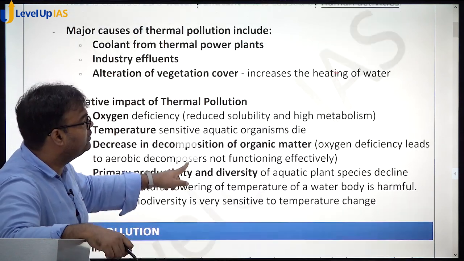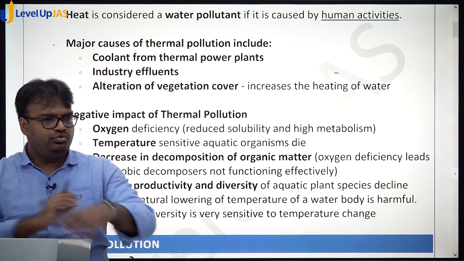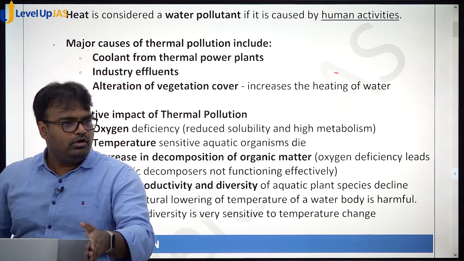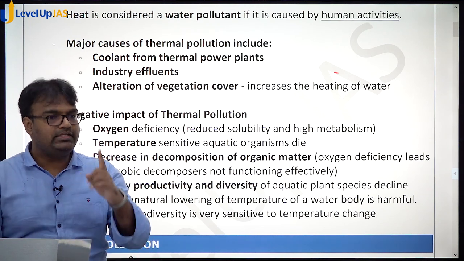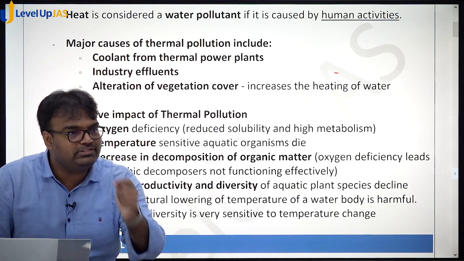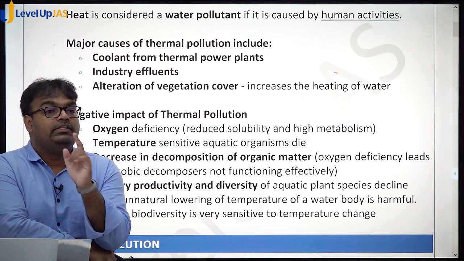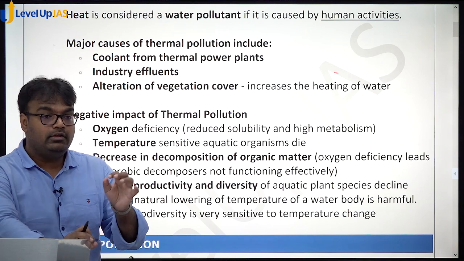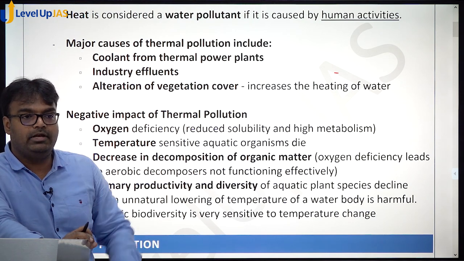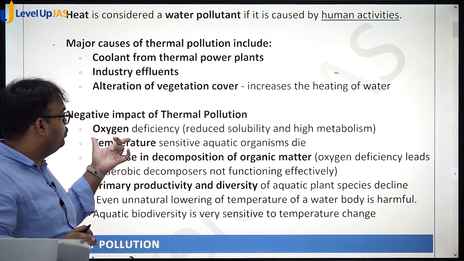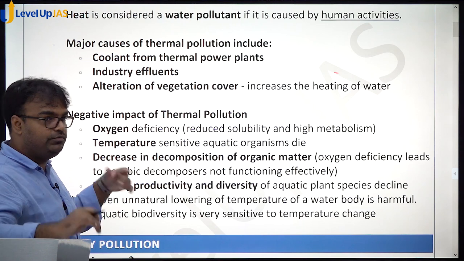Not only this, there's another factor, high metabolism. Think of this: when it's hot, do you sweat a lot? Do you burn more energy? Yes. Do you consume more oxygen? Yes. The same would happen with the living organisms in the water. When temperature goes up, they will metabolize more and consume more energy. So less oxygen is available, but more oxygen is being demanded by living organisms. What would it lead to? Oxygen deficiency. Are you able to understand why oxygen deficiency would take place?